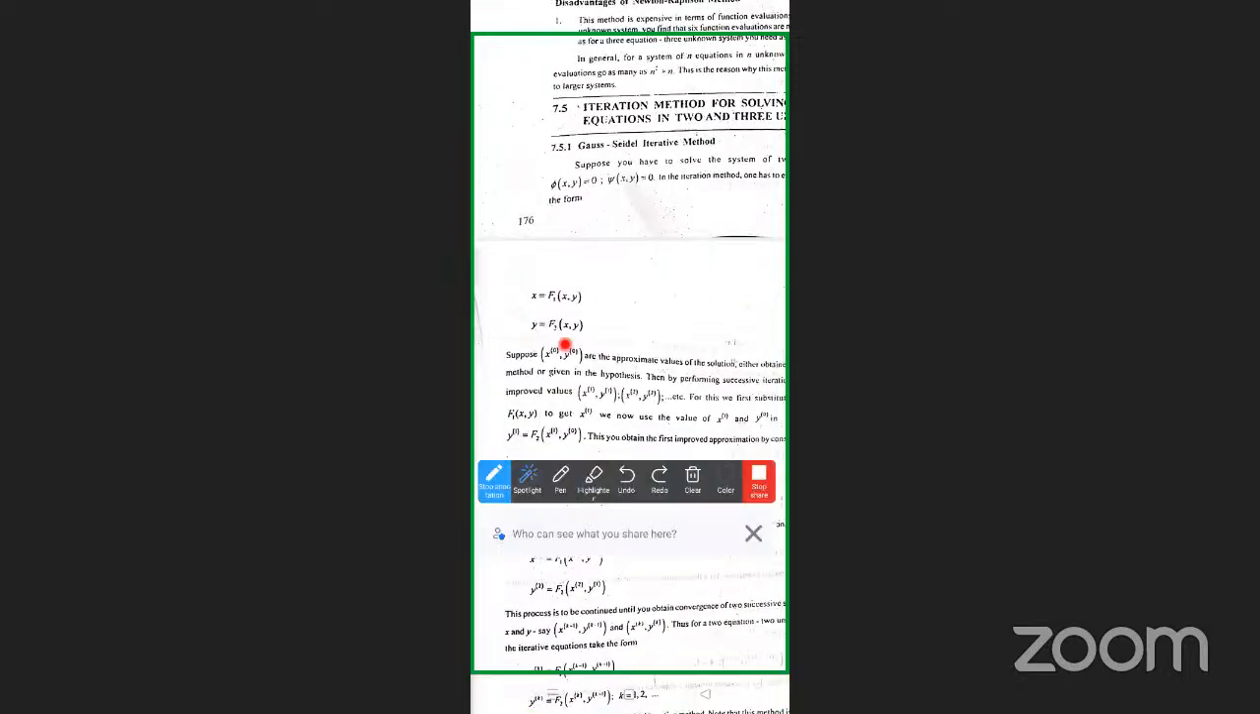Next, iteration method for solving simultaneous equations in 2 and 3 variables or 2 and 3 unknowns. Gauss-Seidel iteration method. So in Gauss-Seidel iteration method for 2 variables, suppose we have to solve the system of 2 nonlinear equations, first equation phi and second equation psi. In the iteration method, one has to express the given equation in the form x is equal to f1, y is equal to f2. So suppose x naught comma y naught are the zeroth or initial approximation solutions.